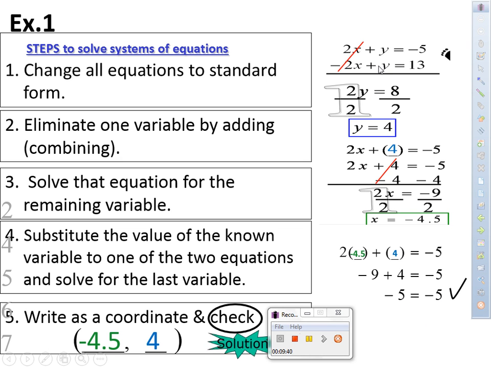And I do that for the second equation. If it's true, then it's a solution. Are you with me? Yeah. Very simple. Notice that this was a little bit faster, right? Yeah. Okay, let's do another one.